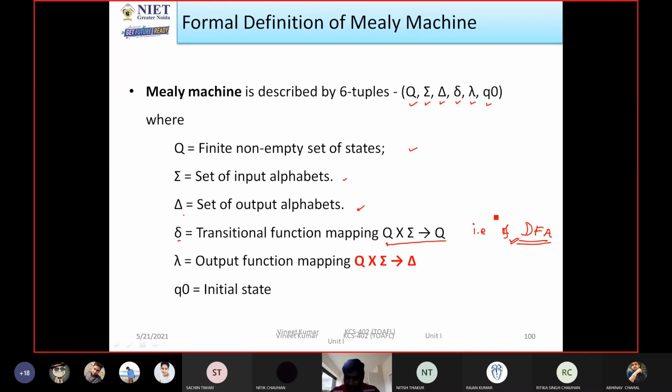But as I have already said, we are constructing a finite automata with output. That means we have to generate the output, right? Rather than reaching the final state, we have to come up with the output. So here we have taken delta as the set of output alphabets.